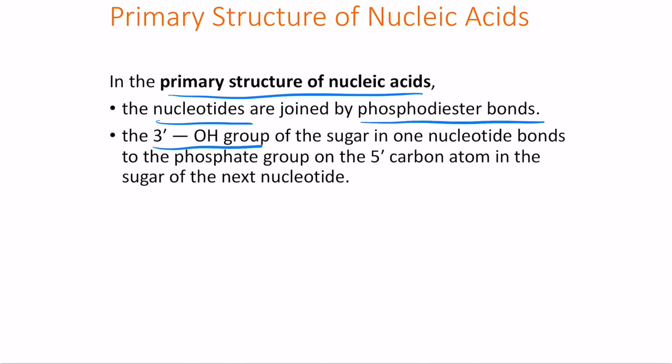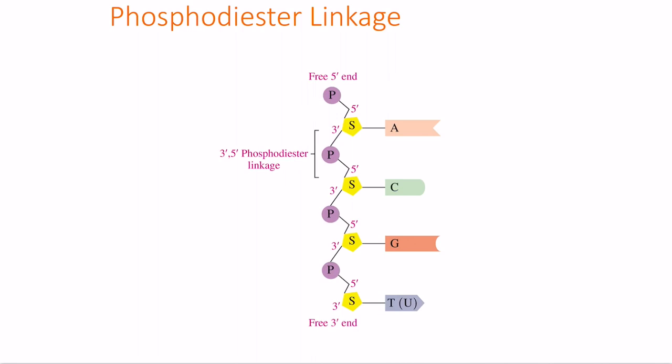The 3 prime OH of the sugar in one nucleotide bonds to the phosphate group of the fifth carbon in the sugar molecule of the next. Remember that it is the 3 prime OH group to the phosphate group of the 5 prime carbon. This 3 prime 5 prime bonding is what results in the formation of the phosphodiester linkage. So this is one of the main important bonds that results in the creation of DNA.